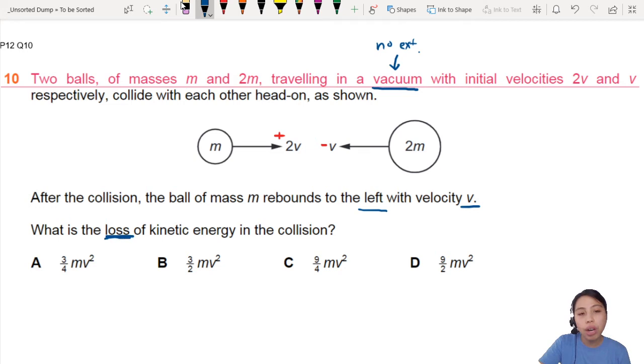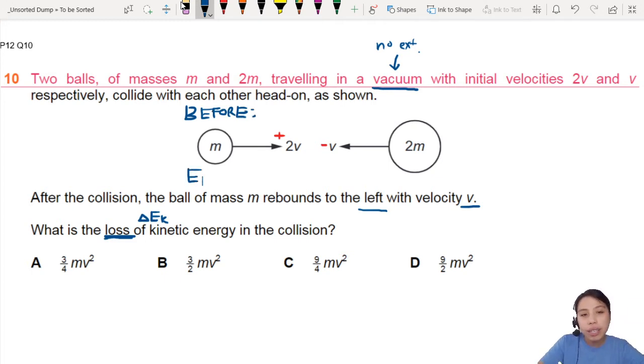We are asking for loss, so this is the change in kinetic energy that we're trying to find. Now with that in mind, to find kinetic energy, you need to know the velocity of every single ball before and after. So what we already have here is the before part. Before collision, this is how they look like. What's the kinetic energy here?